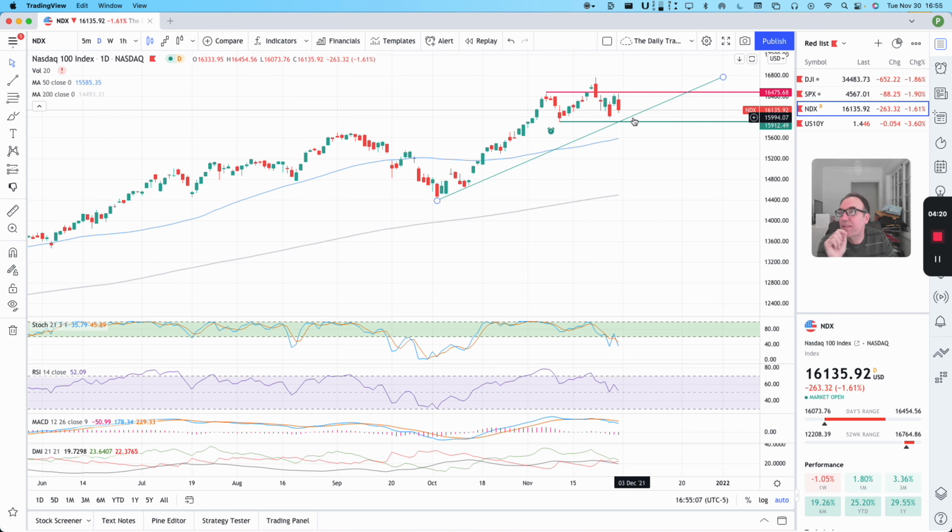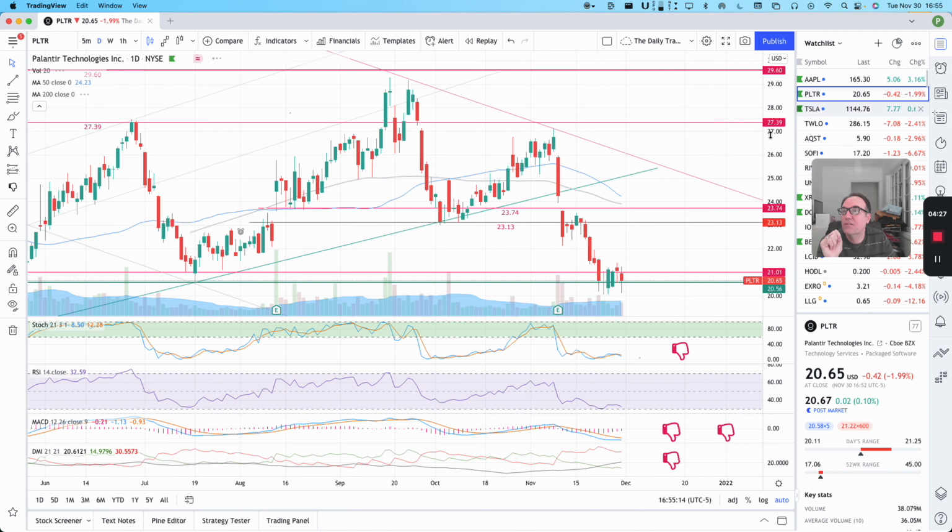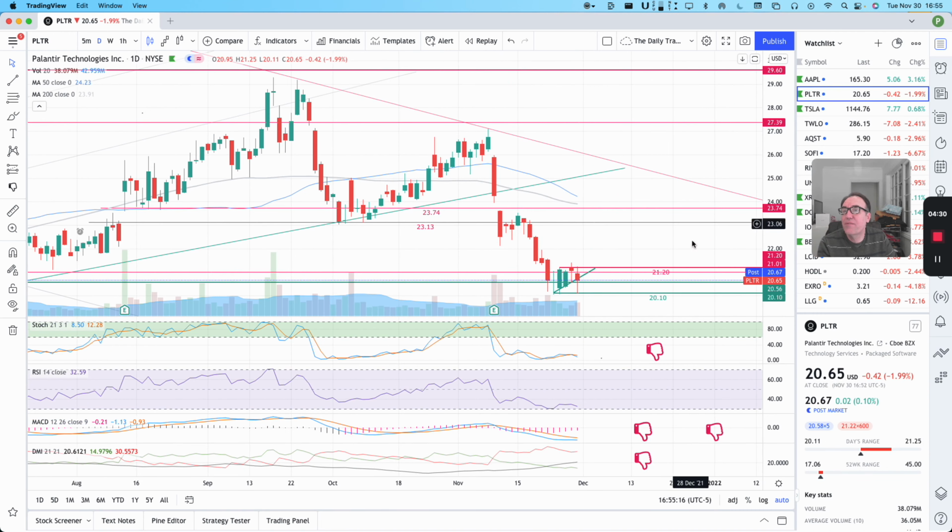We should keep an eye on that a little bit also, because this might be influencing our Palantir and Tesla stocks. So there you have it. 20.10 and 21.20 are the two numbers that you need to keep in mind.